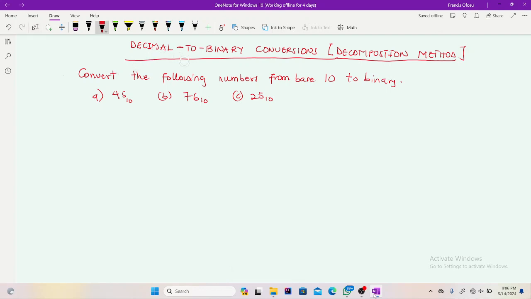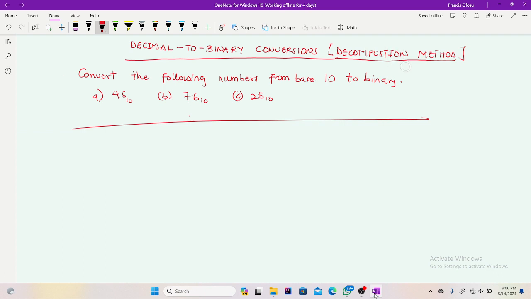In this video, I'll be taking you through the decimal to binary conversion, the decomposition method. In our previous lesson, we learned how to convert from binary to decimal. So we're doing the reverse in this one, and this is one particular approach we can use to do that. So this is the decomposition method. Let's see how we solve this. I have three problems here.